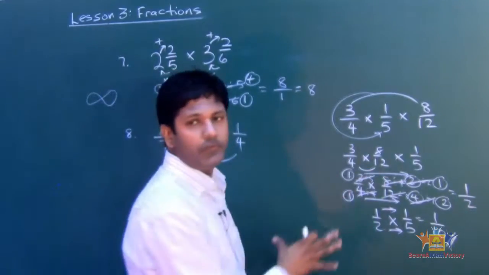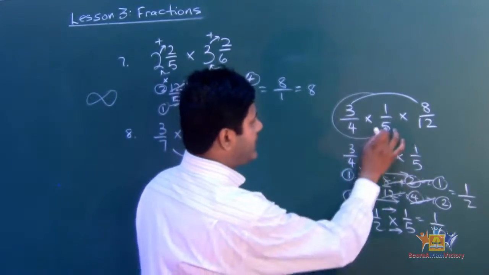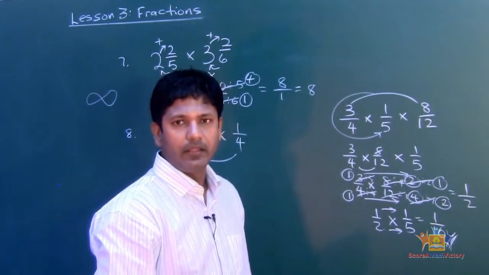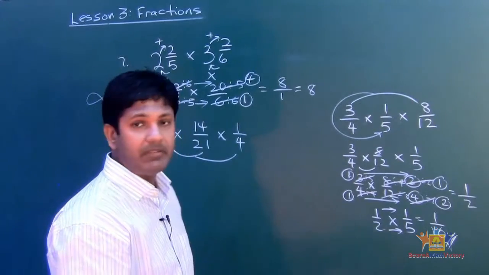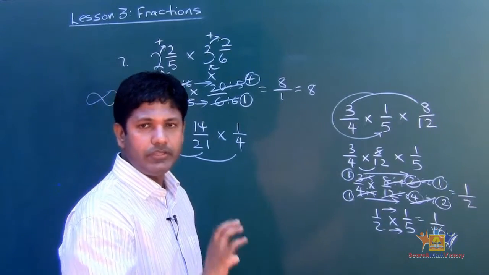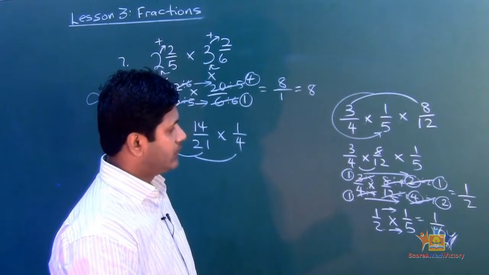You don't want to make it difficult. Look for an easy way of solving it. I can multiply this first and then multiply with that. When it's multiplication, you can rearrange it. The same thing with addition. You can rearrange it to add them accordingly. So keep in mind.